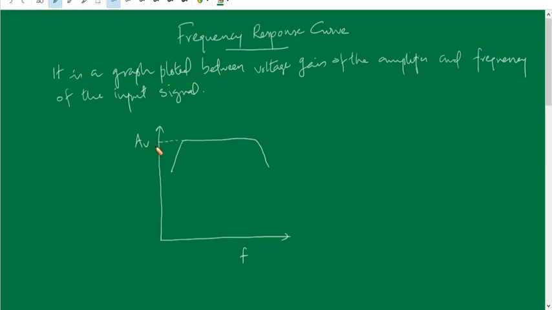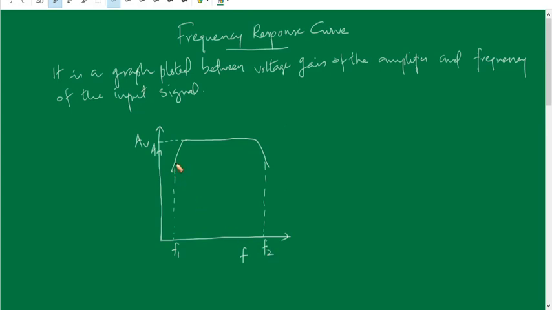So we can write it AM. And the voltage gain reduces at lower frequencies as well as high frequencies. So there are two frequencies, you can define two frequencies, F1 and F2. This F1 is called the lower cutoff frequency, F2 is called the upper cutoff frequency.